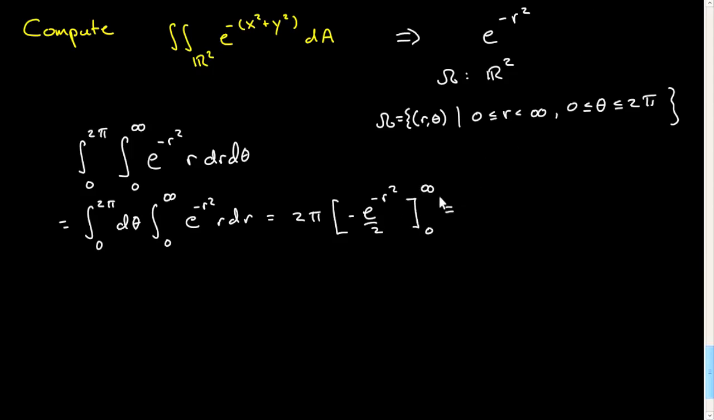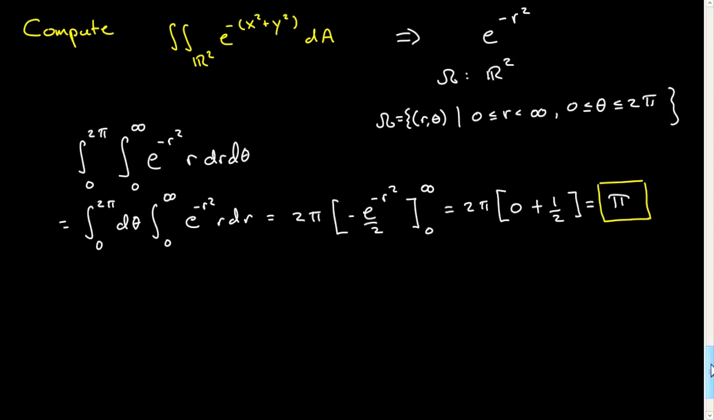Again, I'm going to go rather quickly here. So we can plug in infinity there. E to the minus infinity is 0. So we have 2 pi, we have a 0, minus, but there's a minus there, so that becomes a plus. At 0, it just becomes a half. So the answer is pi. Okay, I'm going to put a box around that. That's quite an important integral we just did.